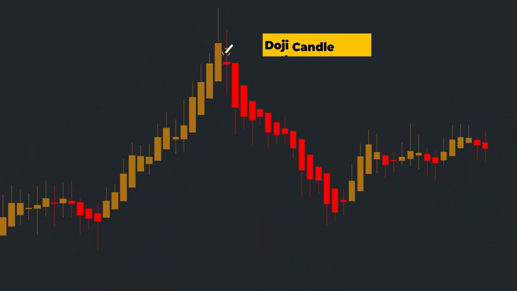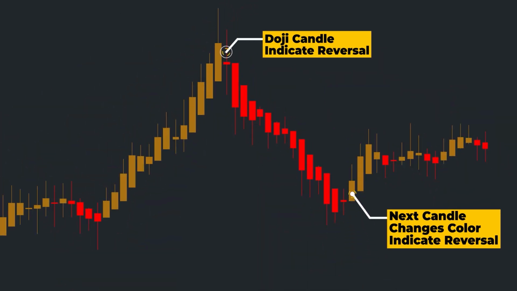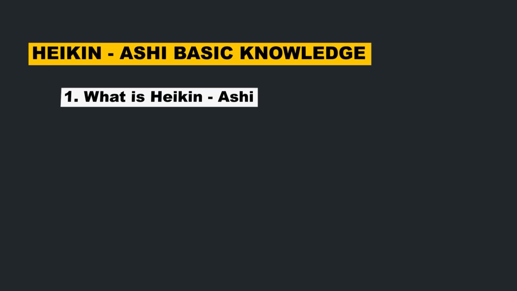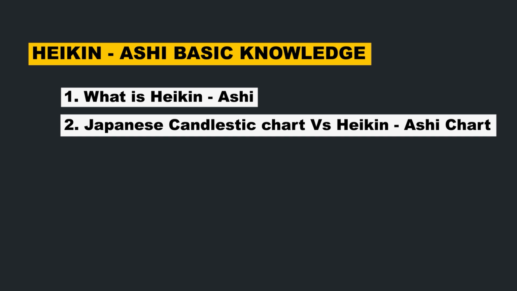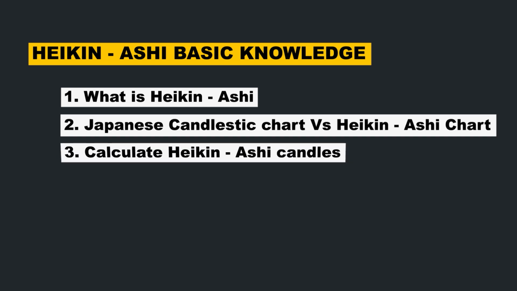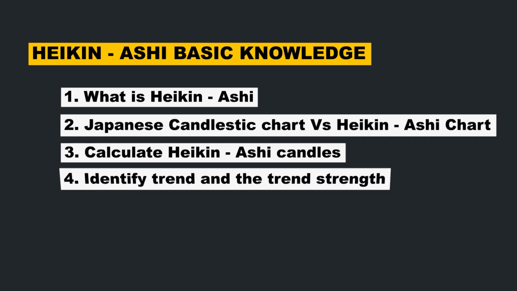Also, if you notice a doji or the next candle changes color, it's a sign that the price might be about to change. If you're currently in a long or short position, you may want to exit. Now you know what Heikin Ashi is, the difference between a normal candlestick chart and a Heikin Ashi chart, how to calculate Heikin Ashi candles, and how we use it to identify trend and trend strength.